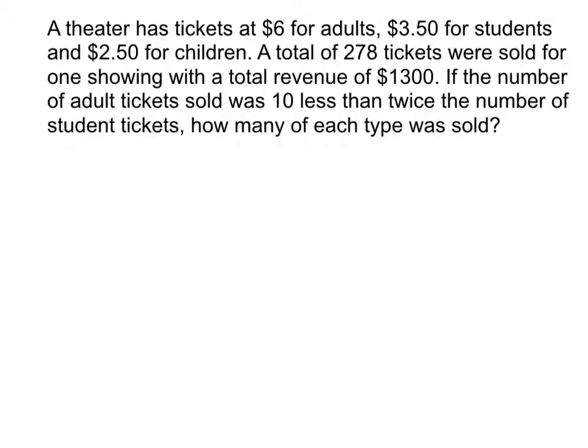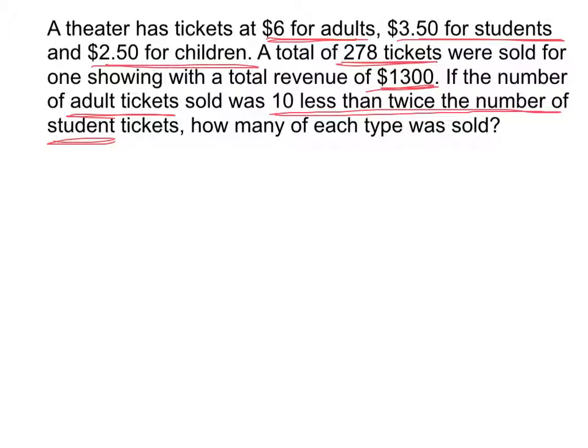Alright, so we have a theater that has tickets that are $6 for adults, $3.50 for students, and $2.50 for children. A total of 278 tickets were sold for one showing with a revenue of $1,300. If the number of adult tickets was 10 less than twice the number of the student tickets, how many of each type was sold? So let's think about our variables in this case.